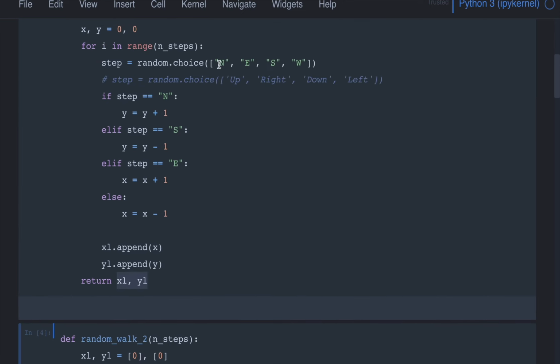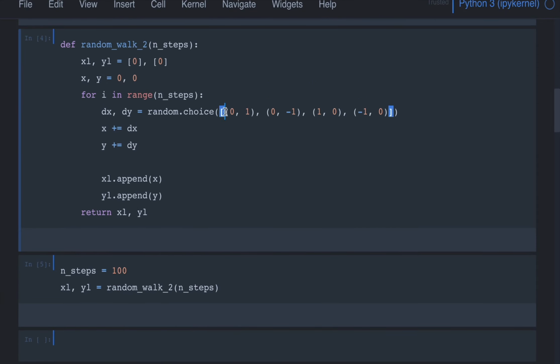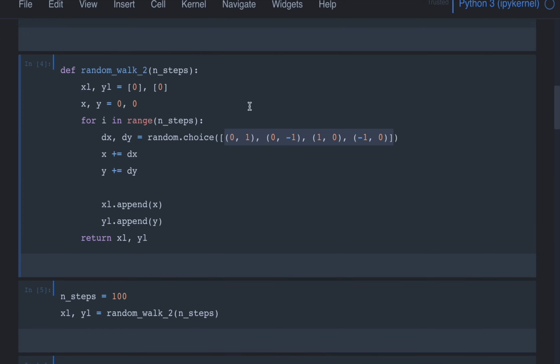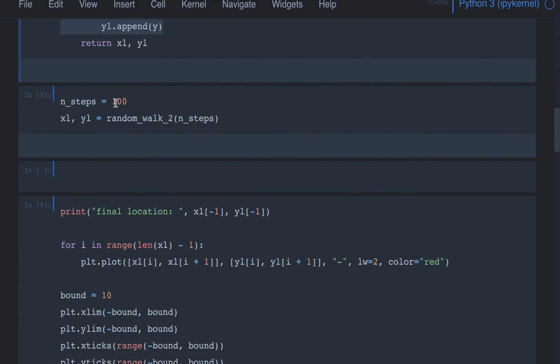So instead of randomly selecting a direction and then making the delta or the update, here we are doing both simultaneously, right? So here we are directly sampling the movement, and then we simply update both x and y coordinates. So for each step, as you can see in all these 4 options, there is one 0, right? So either the x coordinate or the y coordinate gets updated. And we are finally updating the list to keep track. So first let's simulate this for just 100 steps. Okay. Now we call the function.